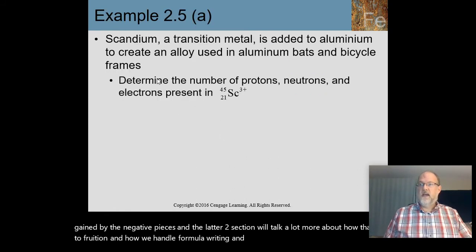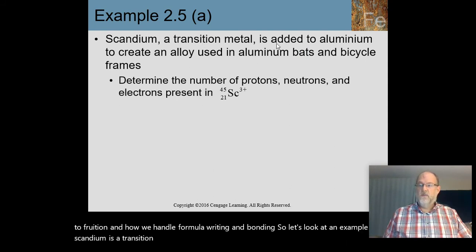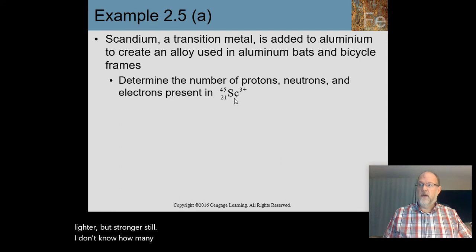So let's look at an example. Scandium is a transition metal. It's usually added to aluminum bikes as an alloy to make it a little lighter but still stronger. I want to know how many protons, neutrons, and electrons are present in a scandium-45 +3 ion.